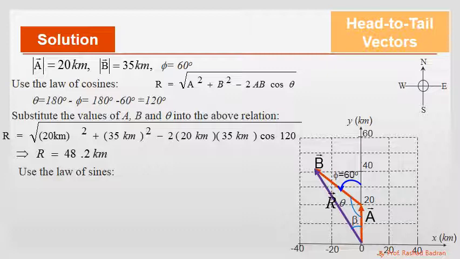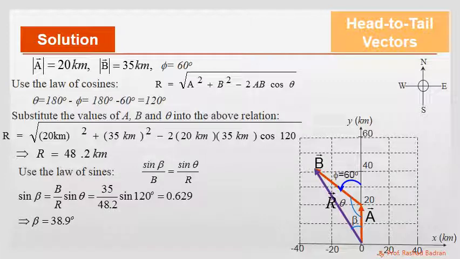To determine the direction of the resultant, we use the sine law in order to find the angle beta. Here, sine beta divided by the magnitude of the opposite side to the angle beta, that is B, must equal sine theta divided by the opposite side to the angle theta, that is R. Substituting the values of B, R, and theta, the magnitude of 38.9 degrees for the angle beta is obtained with respect to the direction of the vector A, and that is west of north.